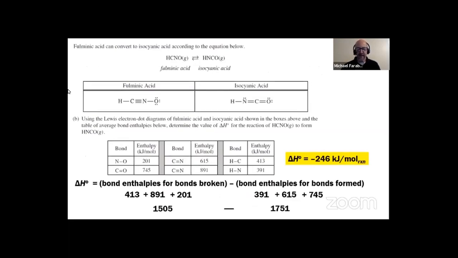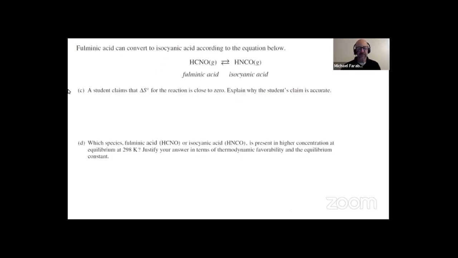So it's a conversion from fulminic acid to isocyanic acid. That's 1 mole of gas going to 1 mole of gas. And we have now calculated from the bond enthalpies that the reaction is exothermic, so negative delta H. A student claims that the reaction has a delta S close to 0. Explain why the student's claim is accurate.